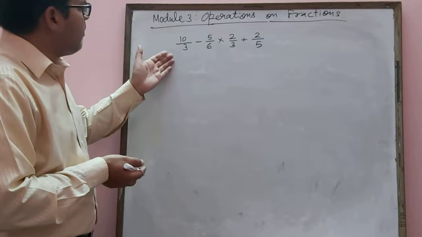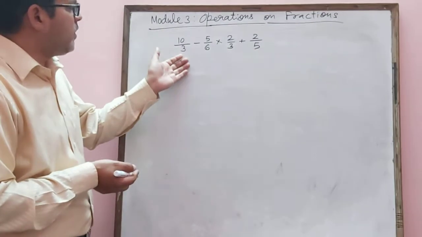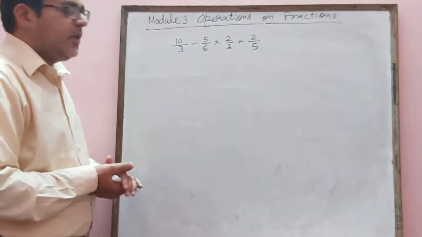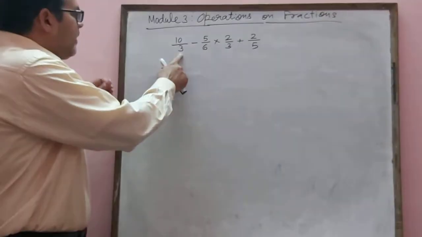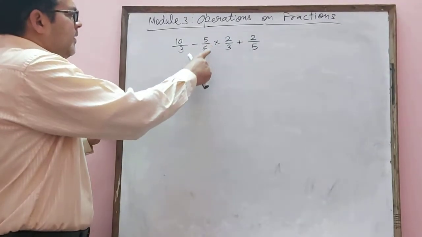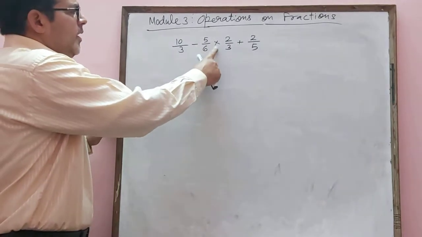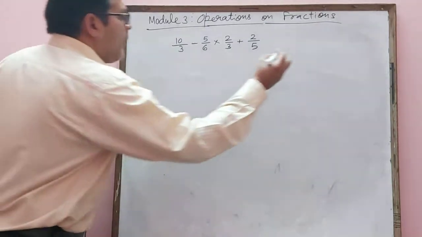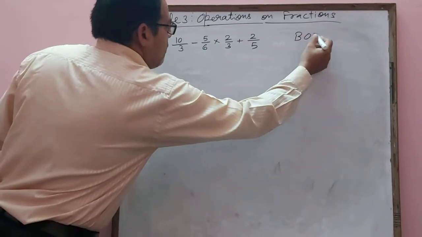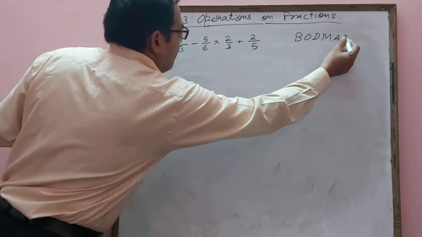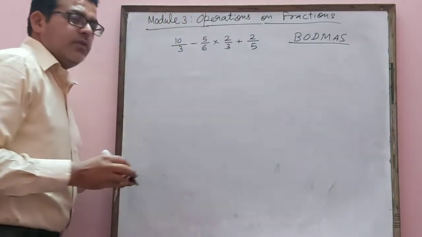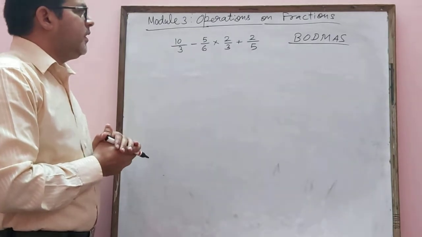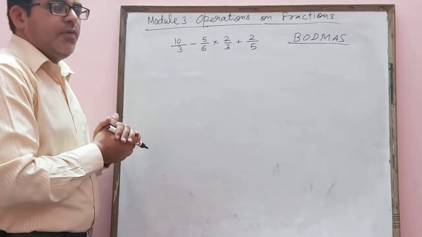Now, I have written one example, one question, over here. We have to solve it. You can see here 10 by 3, in between 5 by 6 a minus sign is there, then multiply is also there, then plus is also there. Right? So by using the BODMAS rule, we will solve it. What will be the value of this expression of fractions?